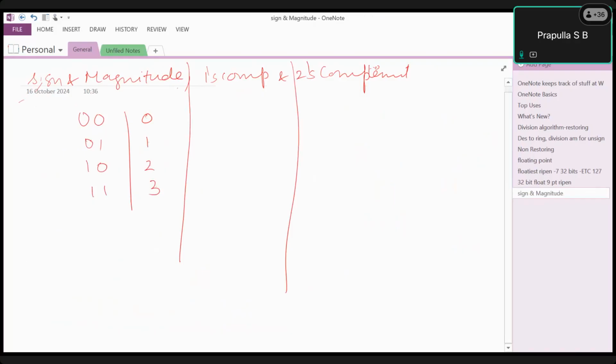But in sign and magnitude, what do you mean by sign? You should add a sign. So if it is positive, that is plus 0, plus 1, plus 2, plus 3. So plus means the sign is 0. Okay. So for the negative numbers, that is for minus, we represent them with a sign of 1.